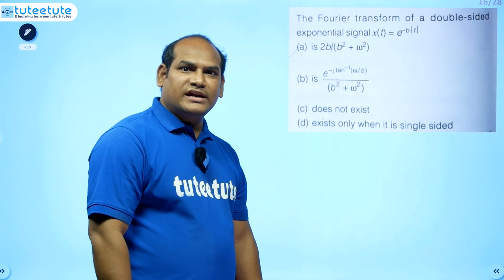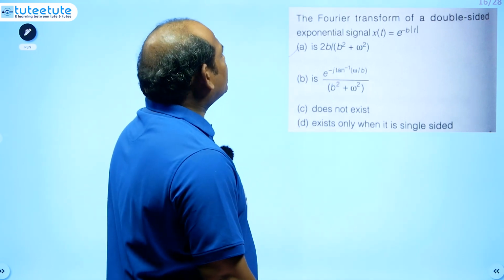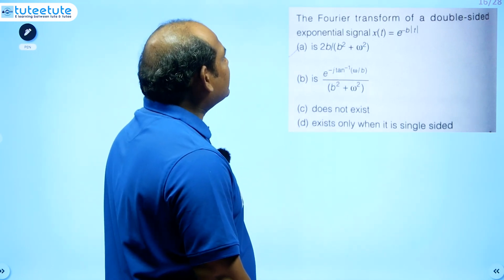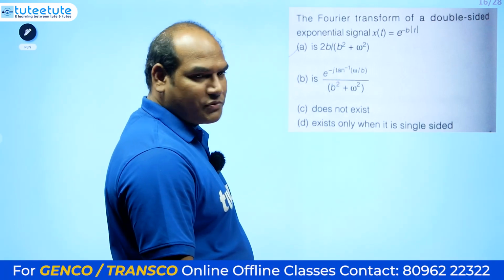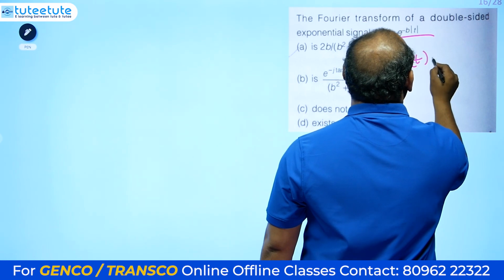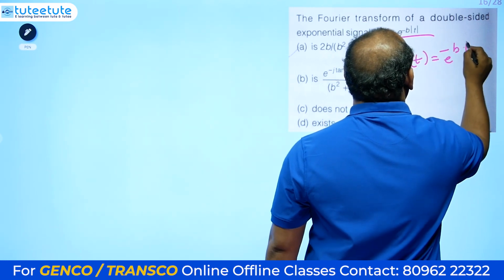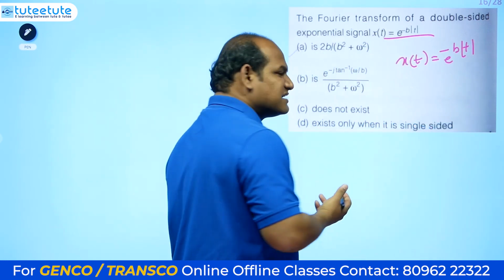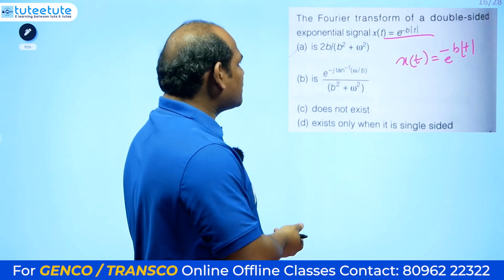Next question is also related to Fourier transform. The Fourier transform of a double-sided exponential signal. Okay, so they have given one standard signal only: x of t is equal to e power minus b modulus of t. You can remember this answer directly. Otherwise, for you I will solve it here.